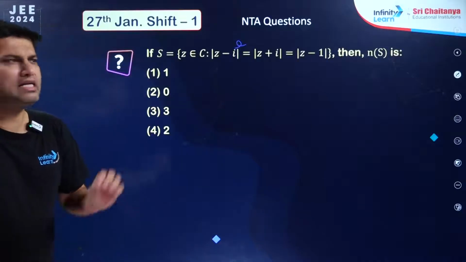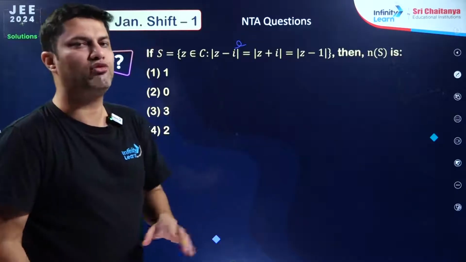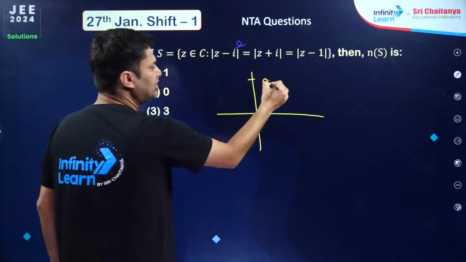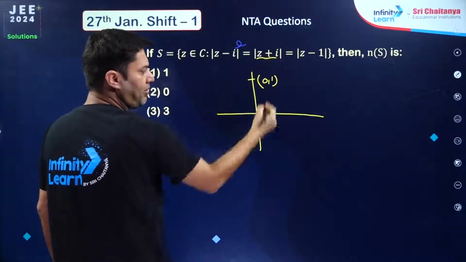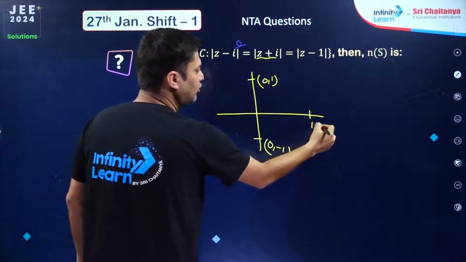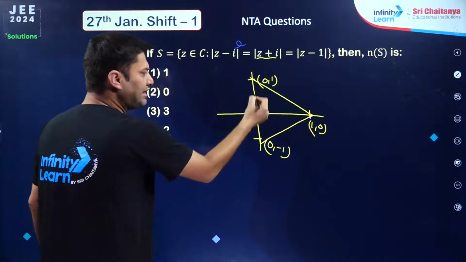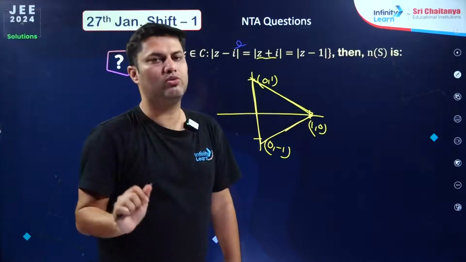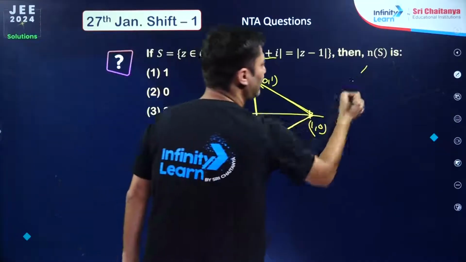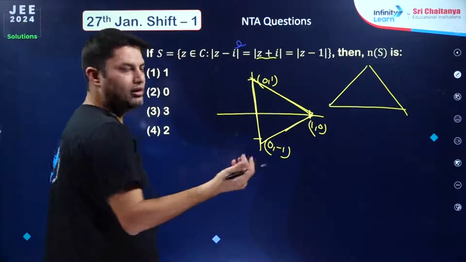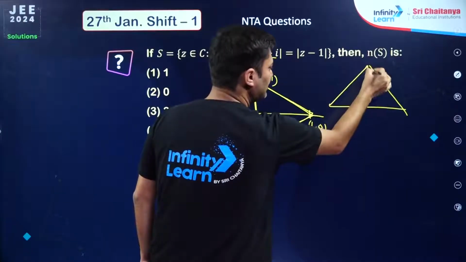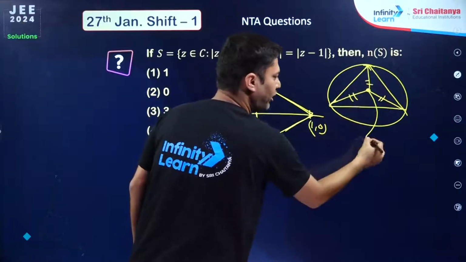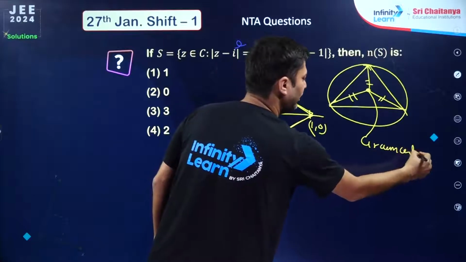Okay, now this question needs a little bit of knowledge of the geometry of complex numbers. |Z minus i| means there is a point Z whose distances from (0, 1), (0, -1), and (1, 0) are equal. So this is a triangle, and in a triangle, a point whose distance from all the vertices is equal is the circumcenter. It's the only point, inside or outside or on the triangle. So there is only one point, the circumcenter, whose distance from all the vertices is the same. That distance is the circumradius. So this point is obviously the circumcenter. No need to find the circumcenter.